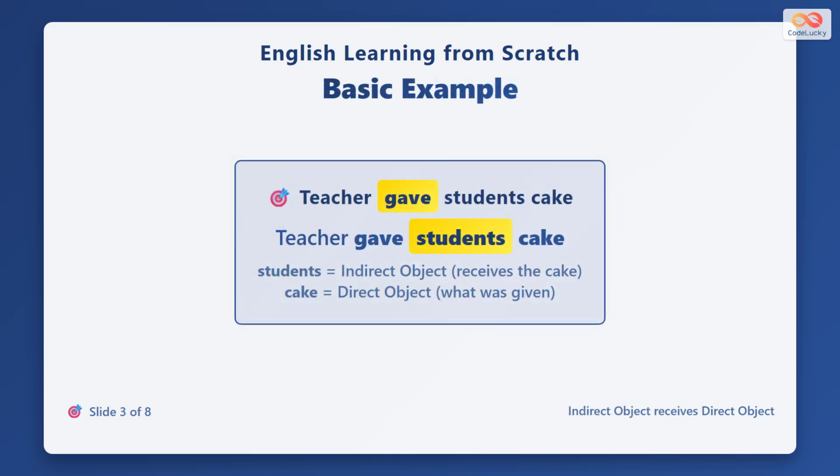In the sentence, "Teacher gave students cake," the word "students" is the indirect object because they are the ones receiving the cake. The word "cake" is the direct object because it is what is being given.